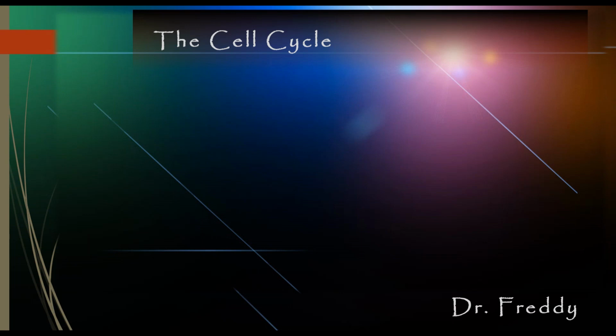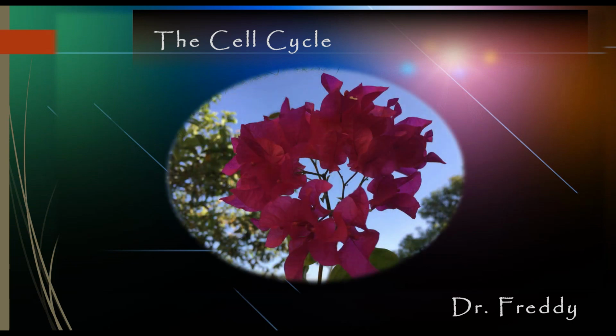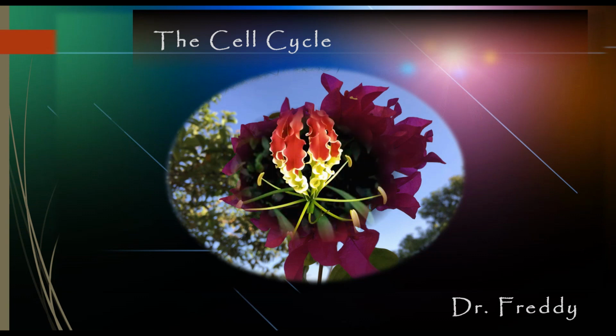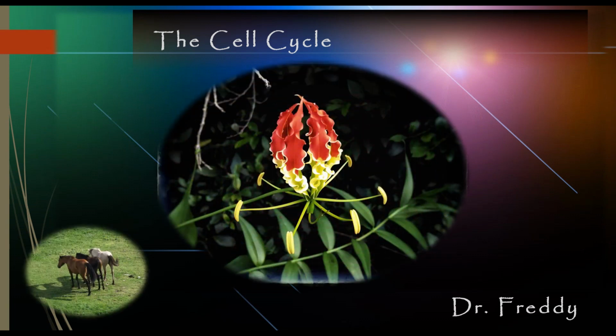Today I'm going to discuss the cell cycle. Where a cell arises, there must be a previous cell, just as plants arise from plants and animals from animals. This is called the cell doctrine, which was proposed by the German pathologist Rudolf Virchow in 1858, and carried a profound message for the continuity of life.